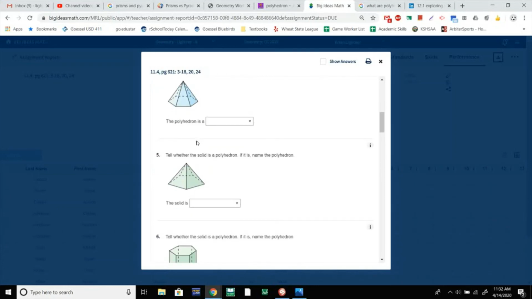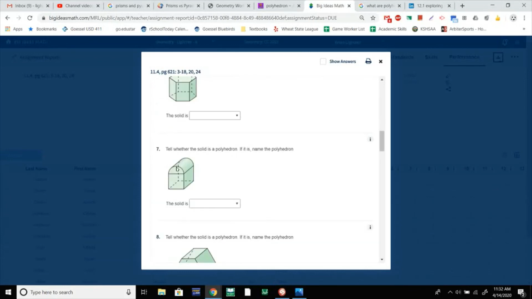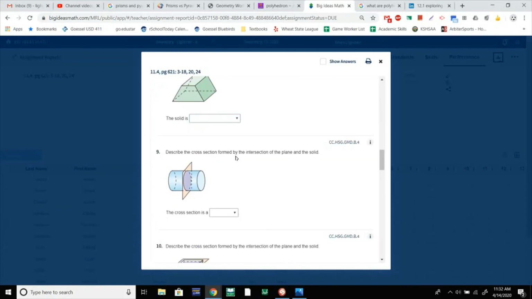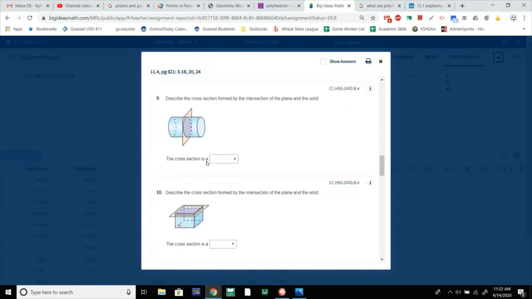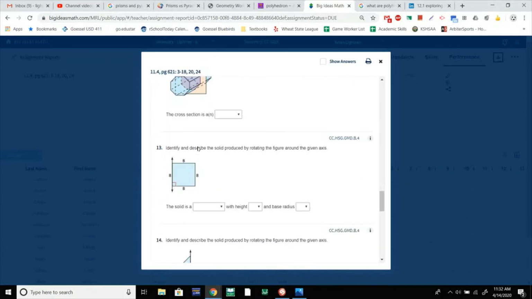Tell whether the solid is a polyhedron. If so, name the polyhedron. Remember, you're looking for things that are curves. If it has curves, it is not a polyhedron. Stand that one up on its end. Here's naming the cross-section. Cross-section of a cylinder, cross-section of a rectangular prism, cross-section of a cone.